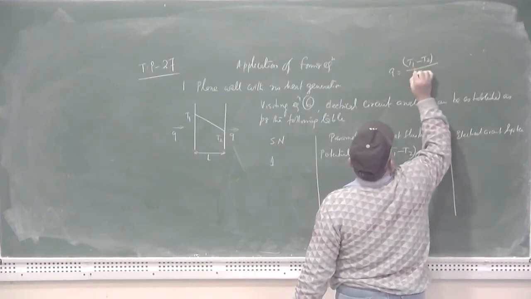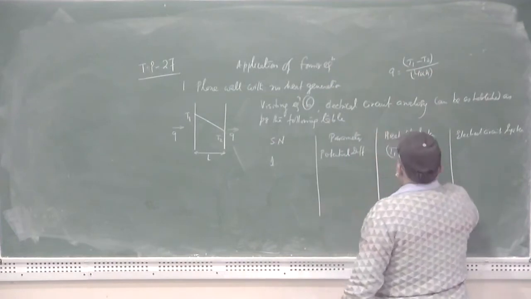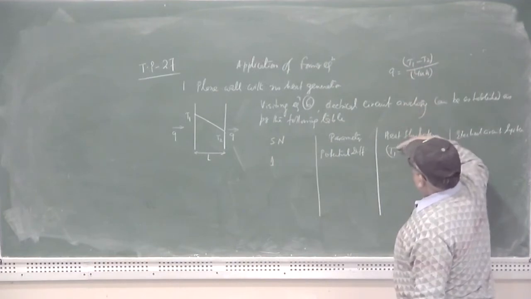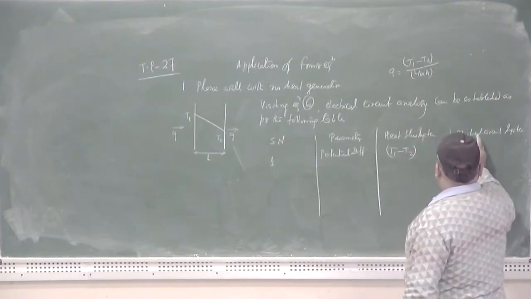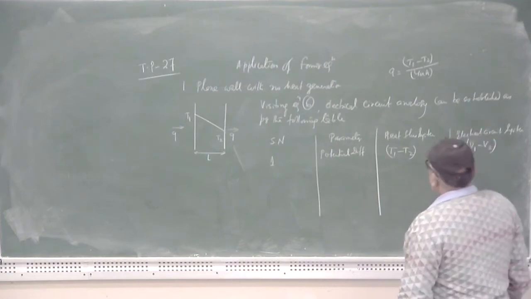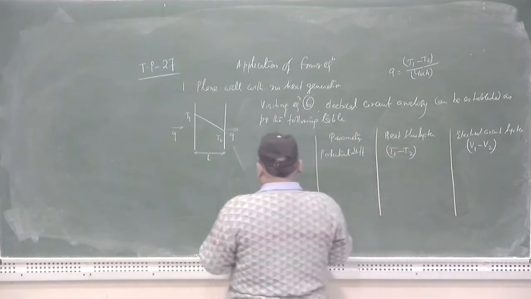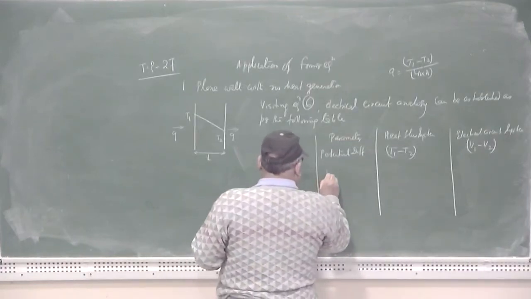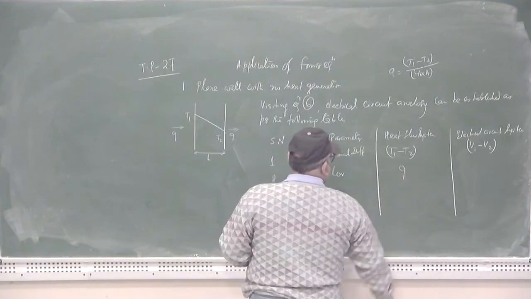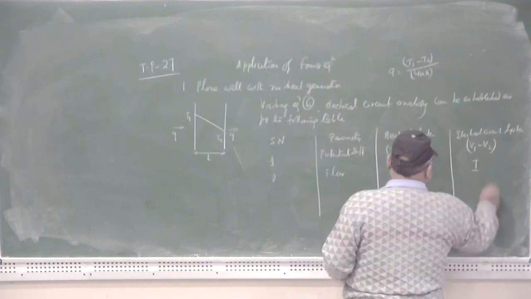Potential difference divided by resistance is the current, the Ohm's law. So, this is the potential difference in the heat flow system, and in the case of the electrical circuit system, the potential difference will be V1 minus V2. Another is the flow parameter. Here, the flow parameter is Q. In the case of electrical circuit, the flow parameter is I.